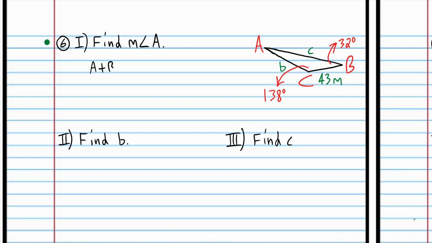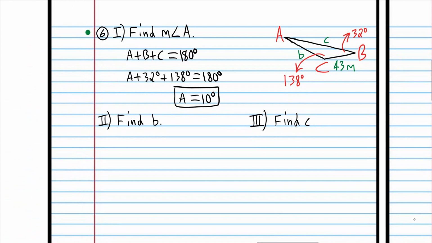Okay, we're back. So again, you don't have to write this triangle sum theorem out. If we solve for A, 180 minus 138, and then minus 32 is 10 degrees. So the measure of angle A is 10 degrees. If you got that right, good job.